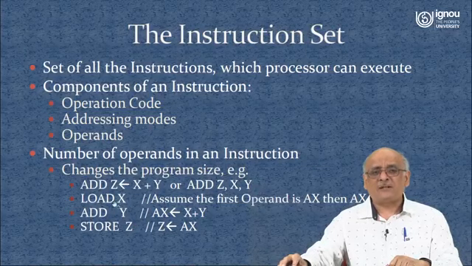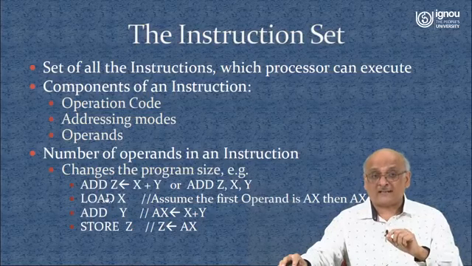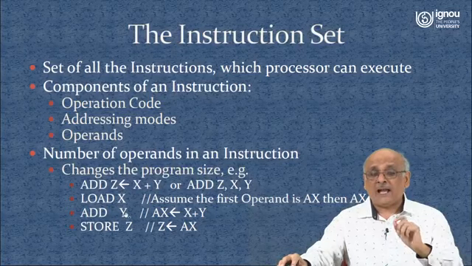Then how will the program be written for this particular machine? Same program: Z gets X plus Y. How are we going to perform it? The program is to be written like this now. Load X, so X will be loaded into the accumulator. Then add Y into the accumulator.